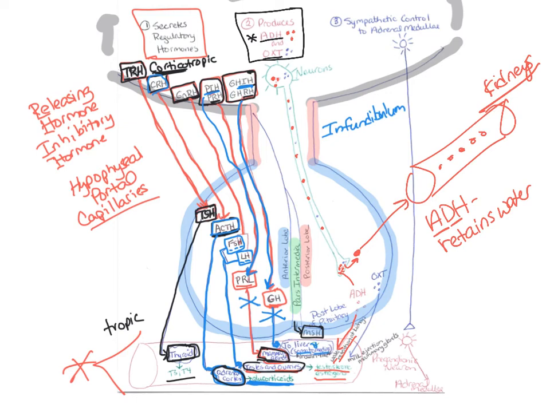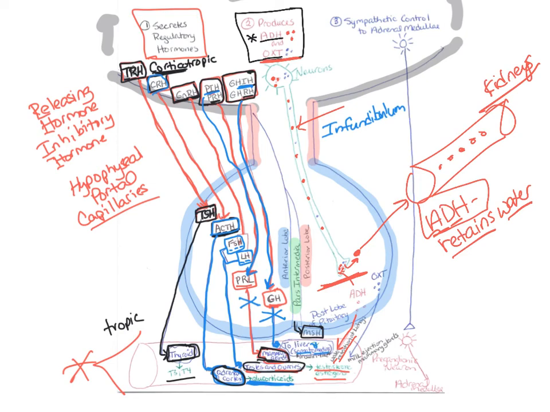A couple of keys here. First of all, it's not traveling through the hypophyseal portal capillaries. It's actually traveling through a neuron to get from the hypothalamus to the posterior lobe of the pituitary. All right, so what does ADH do? ADH causes you to retain water.